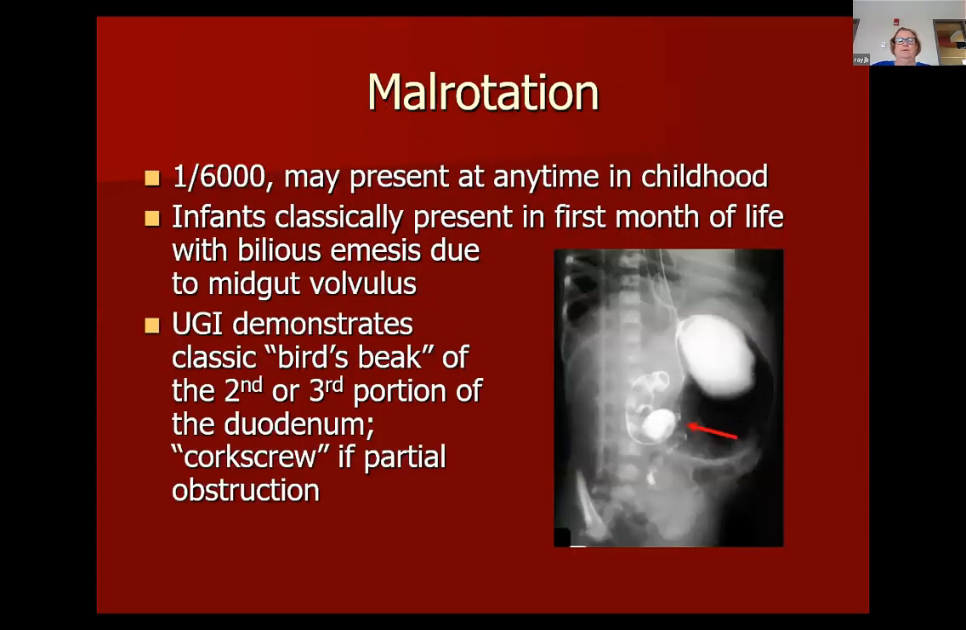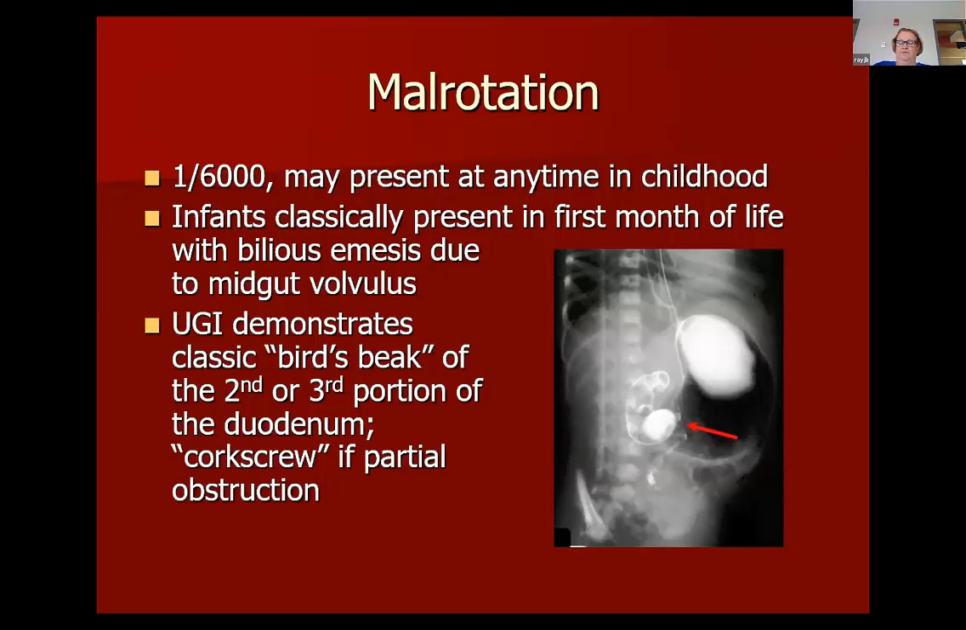And malrotation is kind of interesting because it can present at any time in childhood. If it's in infants, they get a bilious emesis due to it wrapping around, and then it'll kind of stop. If you notice on my little picture here, you can see that little beak coming out. That's called a bird's beak. And if you also see right below the tip of that red arrow, you can see that little corkscrew look to it. And that's very, very common with it.